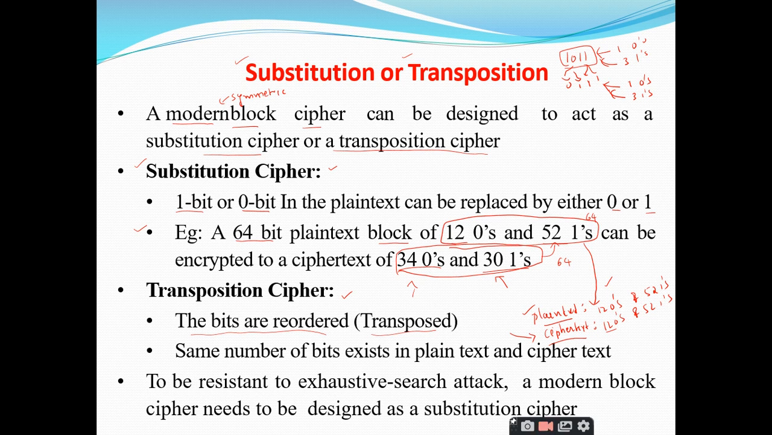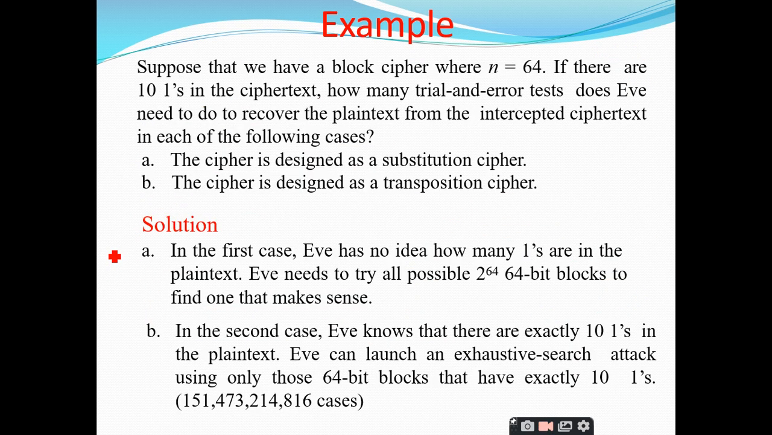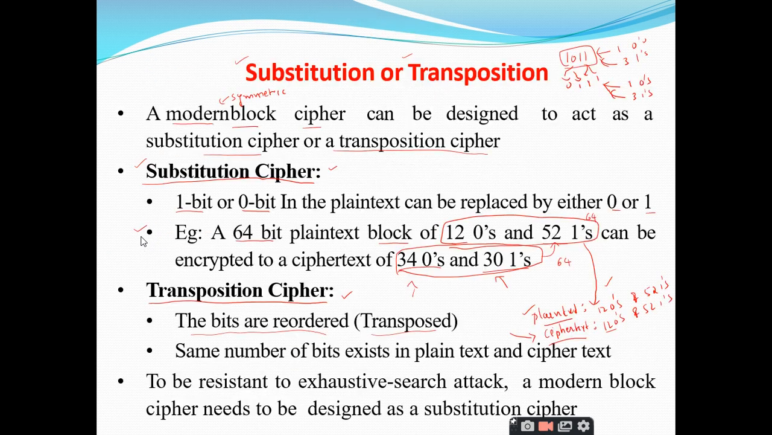Yes, sir. Now tell me which is difficult to break. Assume that I am the intruder. One group, the girls, has used the substitution cipher and the boys group has used the transposition cipher, and I am the attacker. Which one can be easily attacked? Easily means not that easy, but out of substitution and transposition, which is easier to attack?